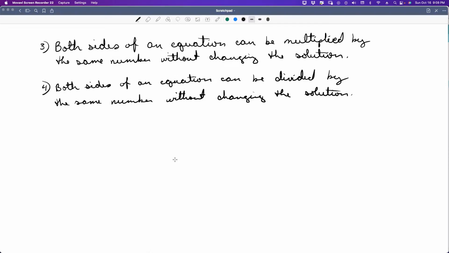So here we have the multiplication and division rules, and notice they're numbered 3 and 4 because the addition and subtraction rules were numbered 1 and 2. Number 3, both sides of an equation can be multiplied by the same number without changing the solution. Number 4, both sides of an equation can be divided by the same number without changing the solution.